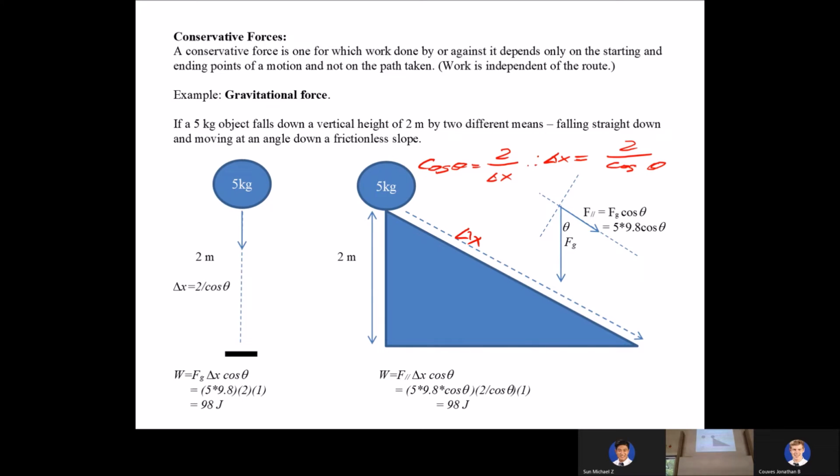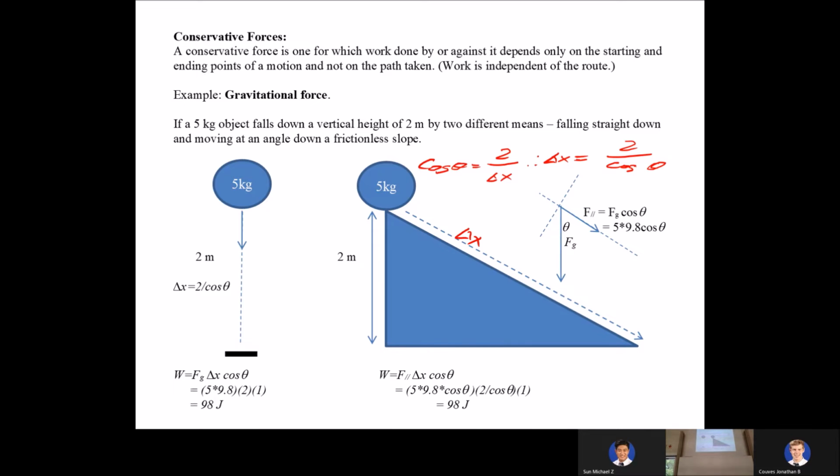I don't know how you know your trig ratios. I learned SOH CAH TOA: some old hens cackle and howl till old age. So cos is adjacent over hypotenuse. It's 2 over delta x. So that means delta x would be 2 over cos theta. So once you know theta, you could work out delta x.